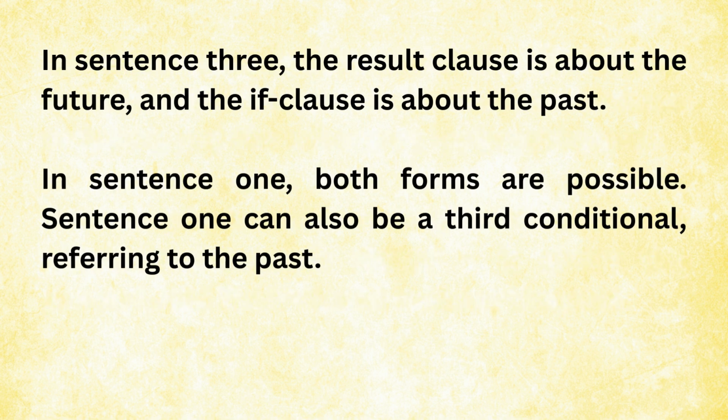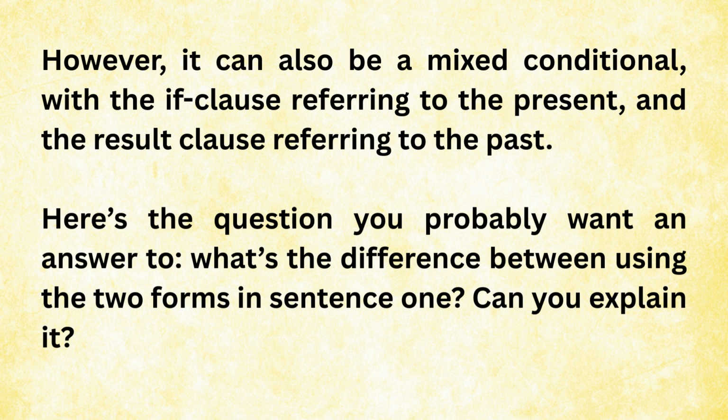In sentence 3, the result clause is about the future, and the if clause is about the past. In sentence 1, both forms are possible. Sentence 1 can also be a third conditional, referring to the past. However, it can also be a mixed conditional, with the if clause referring to the present and the result clause referring to the past. Here's the question you probably want an answer to. What's the difference between using the 2 forms in sentence 1?